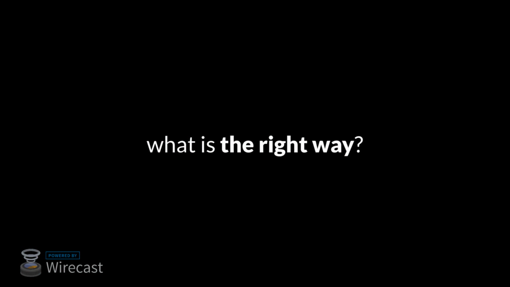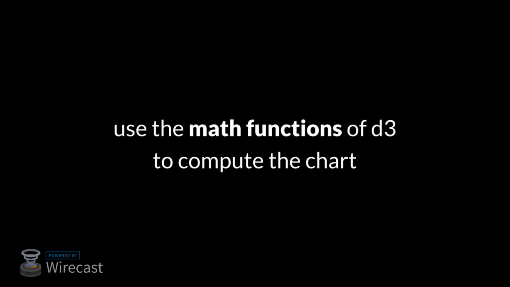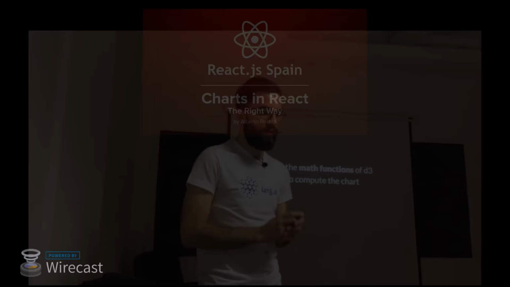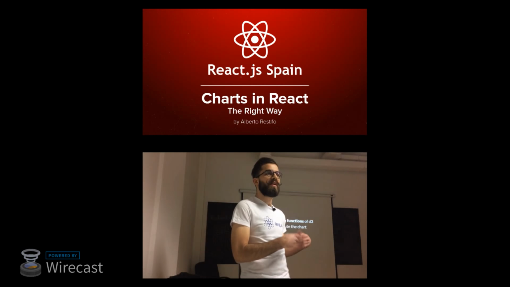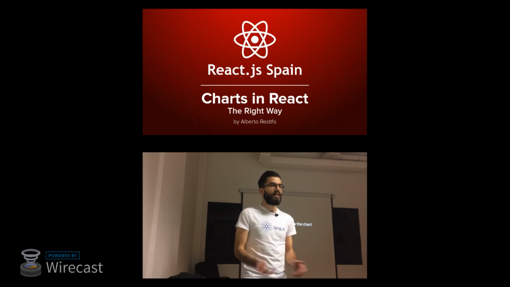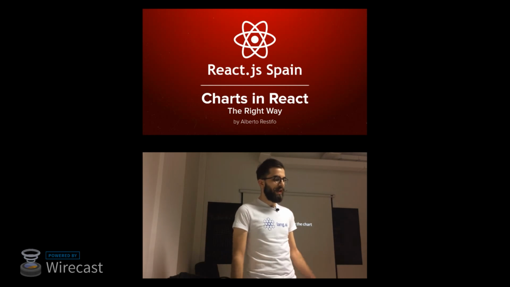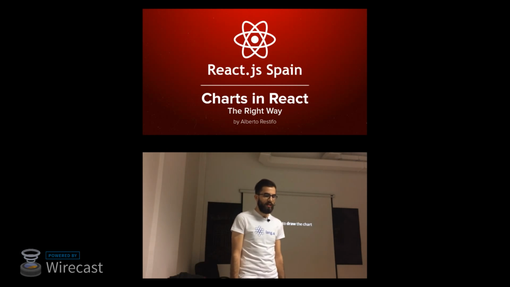The title of this presentation is Charting React the Right Way. So what is the right way? Well, we're going to take advantage of the fact that the D3 library has become very modular recently. So we're going to use the math functions from D3 to compute the complex parts of our charts. And then we're going to use simply React, plain old React, to draw out our SVG in the chart.